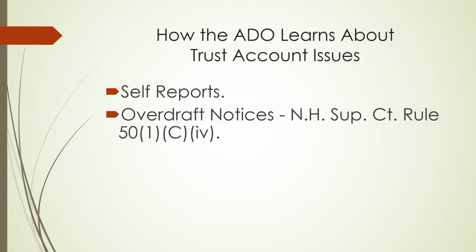New Hampshire Supreme Court Rule 51C4 requires financial institutions to send the Attorney Discipline Office a copy of any overdraft notice for an IOLTA account when it is sent to the lawyer. I recently spoke with a bank's compliance officer regarding this rule. Please do not yell at your banker for sending the Attorney Discipline Office the overdraft notice. The bank is just complying with the rules regarding IOLTA accounts, and you are required to disclose circumstances when your account is out of trust or when there has been an overdraft.